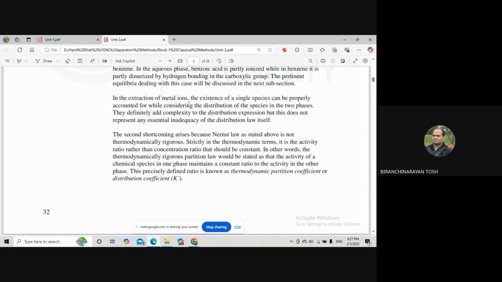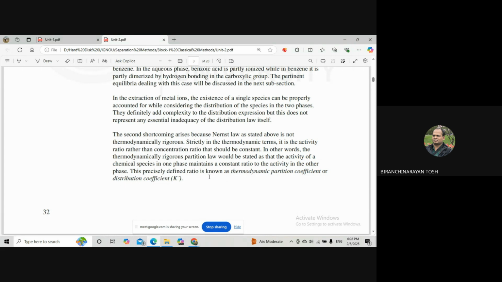In the extraction of metal ions, the existence of a single species can be properly accounted for while considering the distribution of species in two phases. Then the second shortcoming: Nernst's law as stated is not thermodynamically rigorous. Strictly, in thermodynamic terms, it is the activity ratio rather than the concentration ratio that should be constant. In other words, the thermodynamically rigorous partition law would be stated as: the activity of a chemical species in one phase maintains a constant ratio to the activity in the other phase.